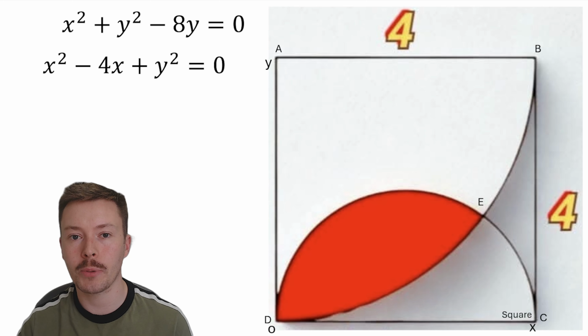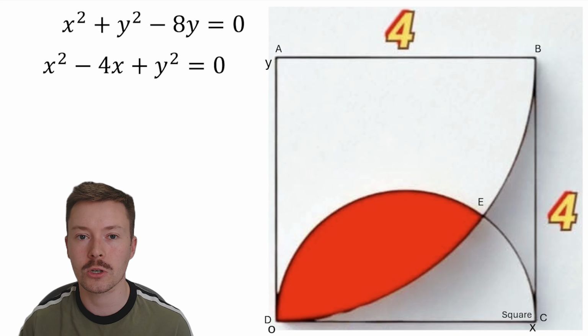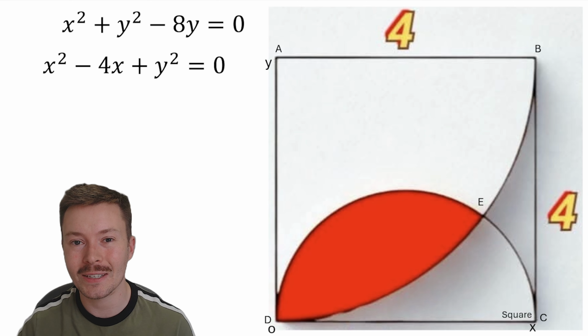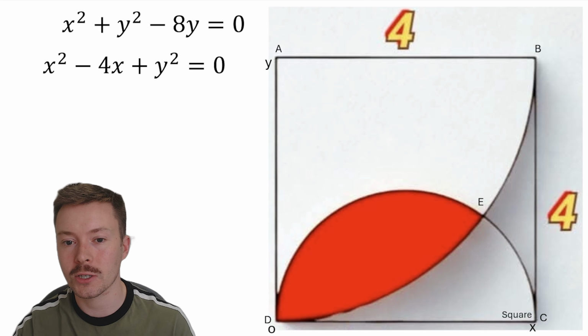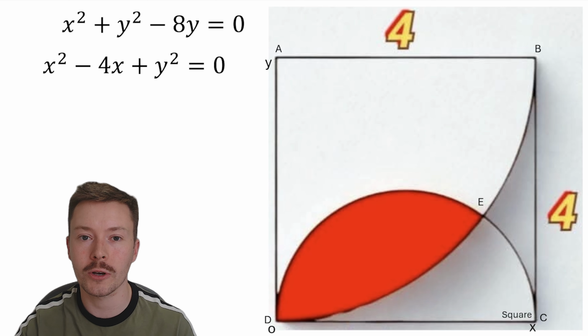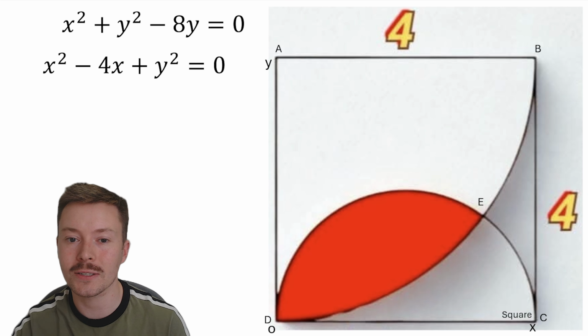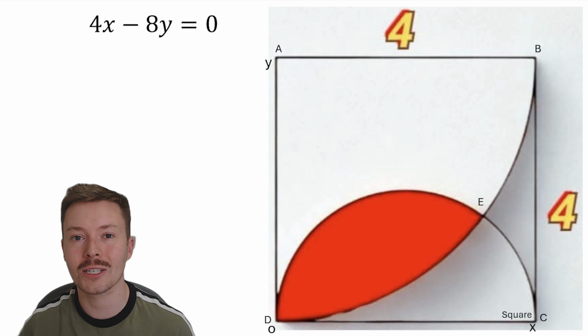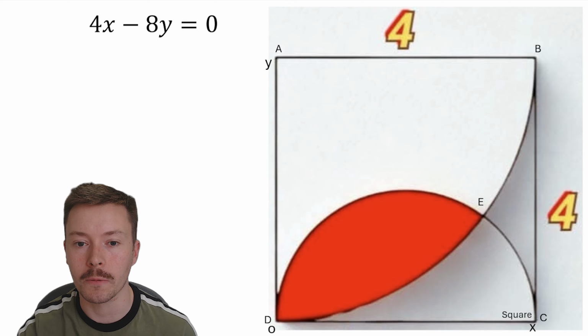Now you can see in both of these equations, we've got an x squared and a y squared. So actually, if we subtract the two equations either way around, we're going to cancel out those x squareds and y squareds. Now I'm going to take away the second equation from the first equation. Because I'm subtracting, the x squared and y squared will cancel, but also if I subtract negative 4x, I'm going to get positive 4x. And so we get 4x minus 8y equals 0.